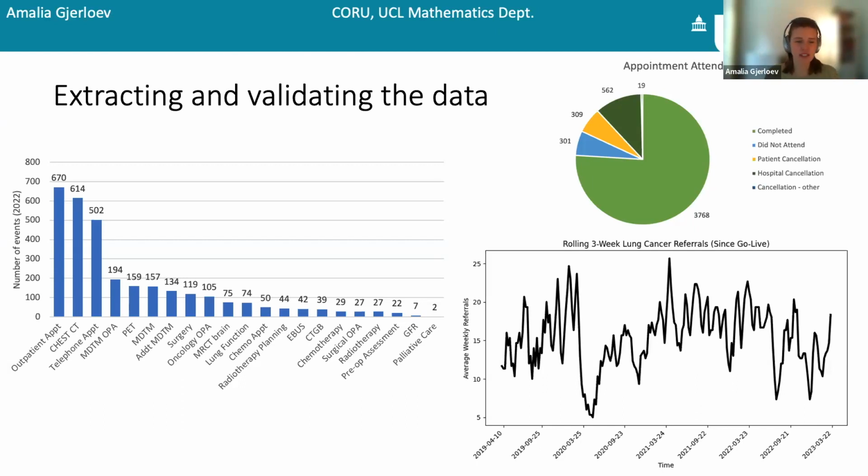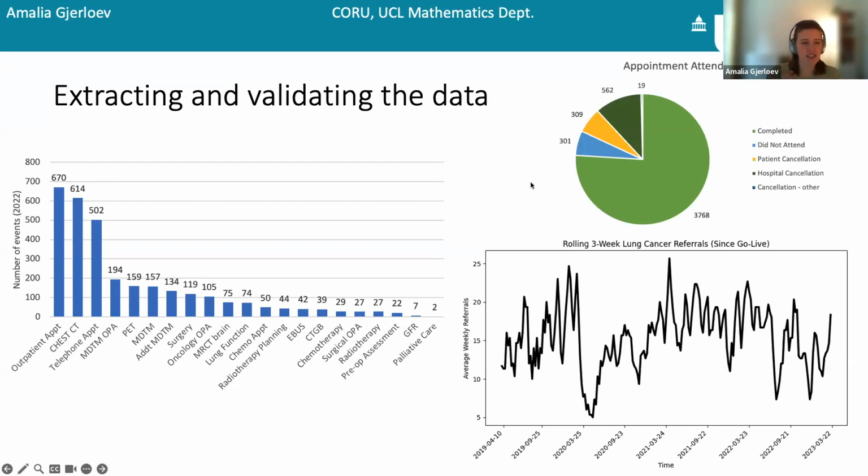So here's a couple of examples of things that I showed them. Apologies, I know the text is a bit small, but on the left here, one of the things I showed cancer services was simply the number of appointments. So how many outpatient appointments did we have in the last year? How many PET scans? How many referrals? How many appointments were attended, not attended, or canceled?